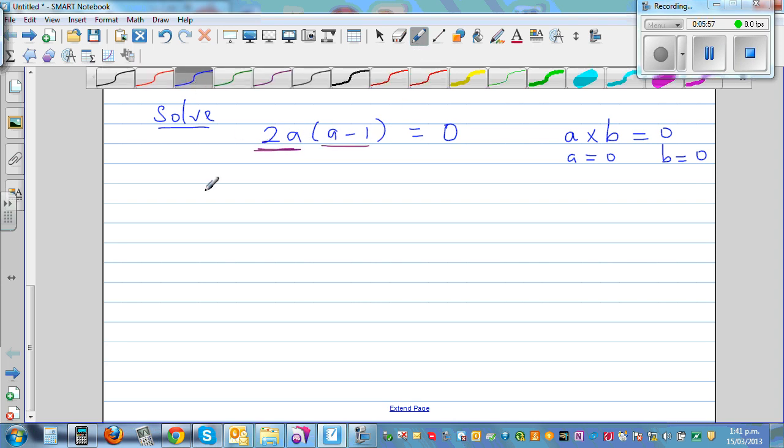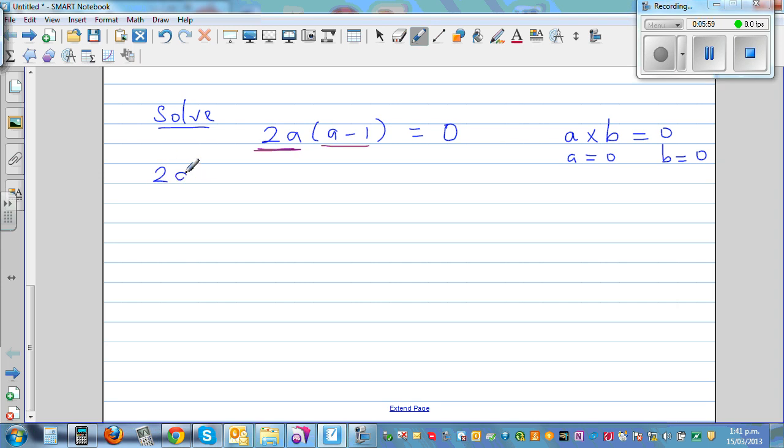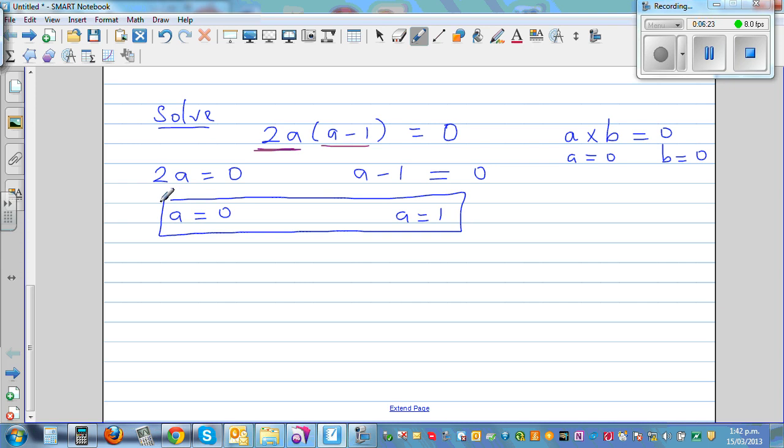So you can say, well, 2a can be 0 or a minus 1 is 0. So when 2 times a is 0, what 2 times what gives you 0? So a has to be 0. Or what minus 1 gives you 0? a is 1. So these are the two answers. That's all. Okay, so these are the two answers.